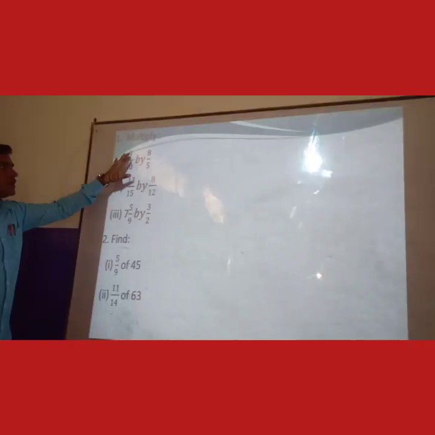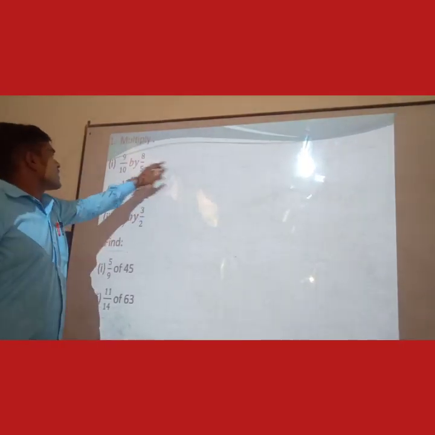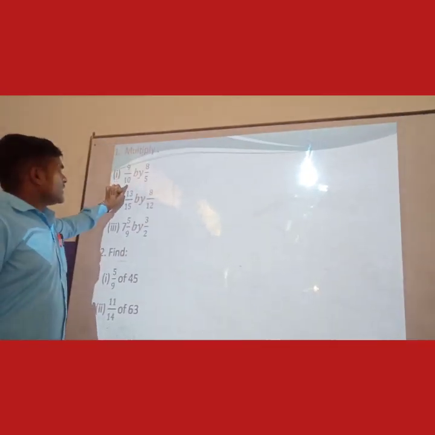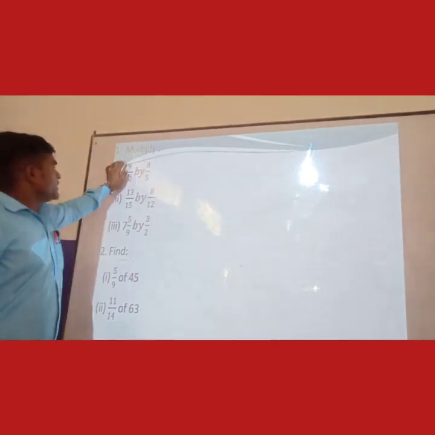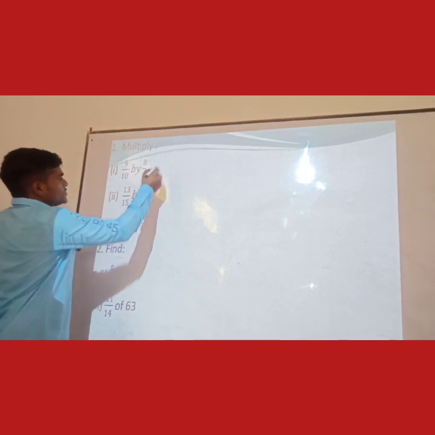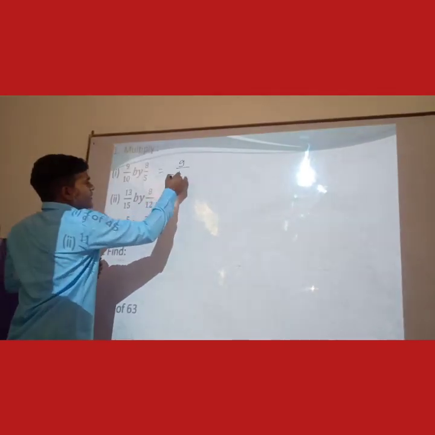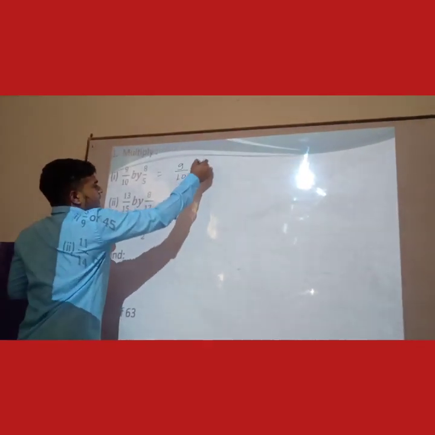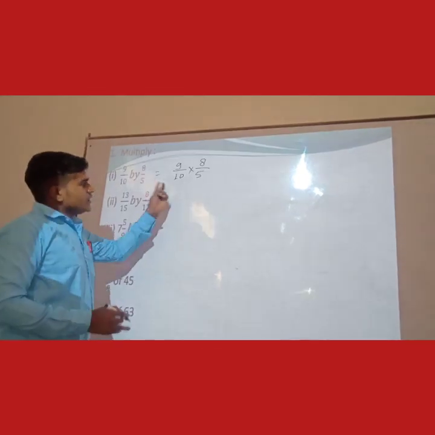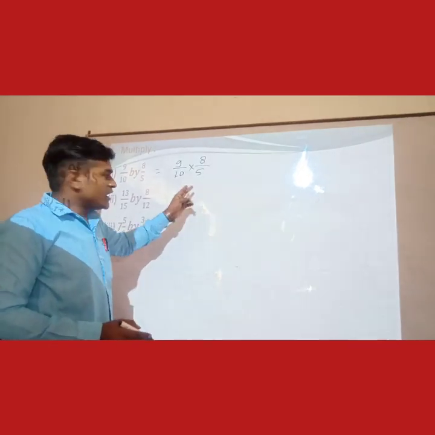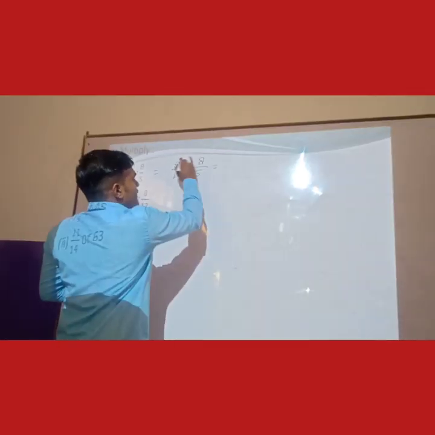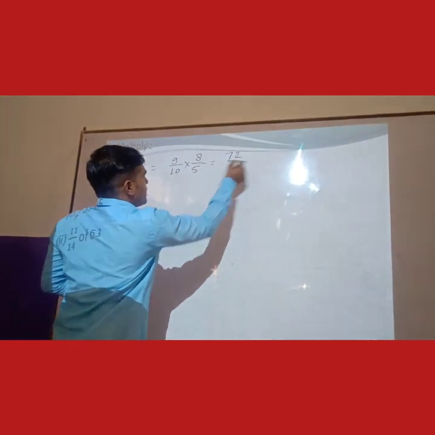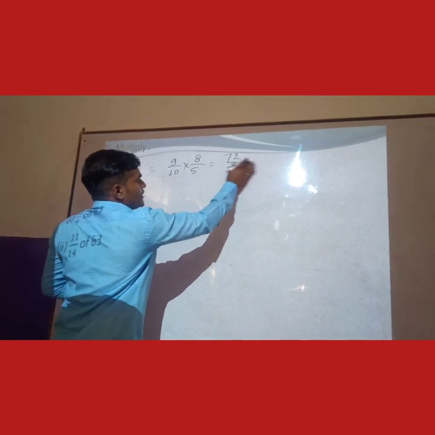Here the first question is given: 9 upon 10 by 8 upon 5. We have to multiply 9 upon 10 by 8 upon 5. So we may write 9 upon 10 into 8 upon 5. In multiplication we multiply numerators and denominators. So we get 9 times 8 is 72 upon 10 times 5 is 50.